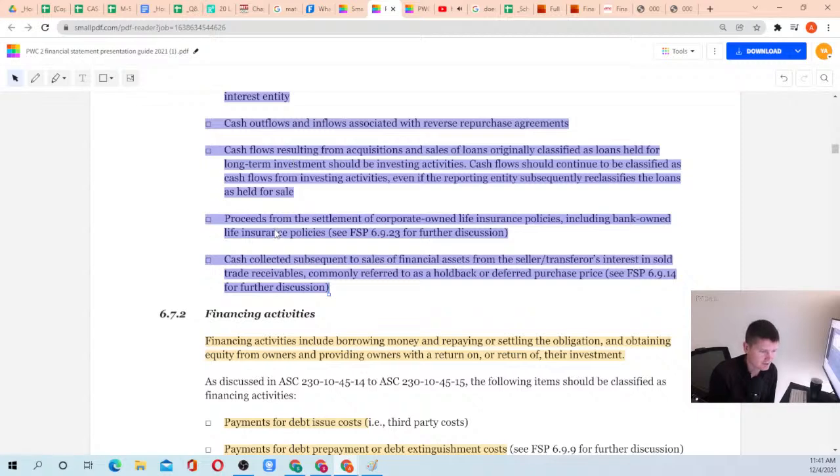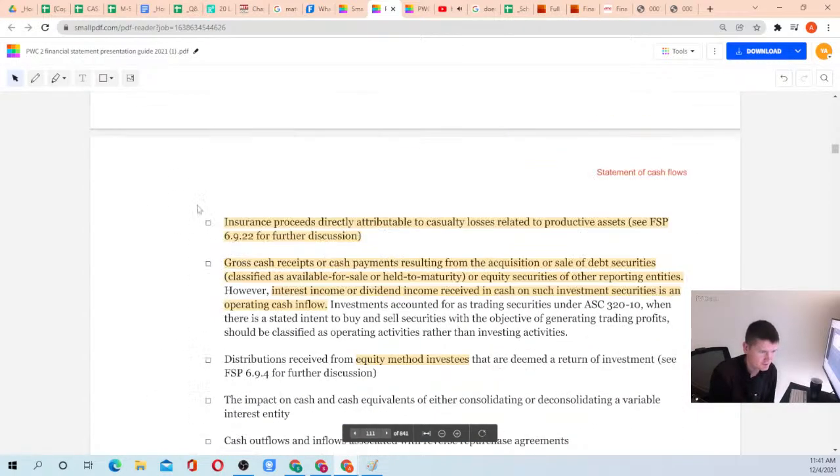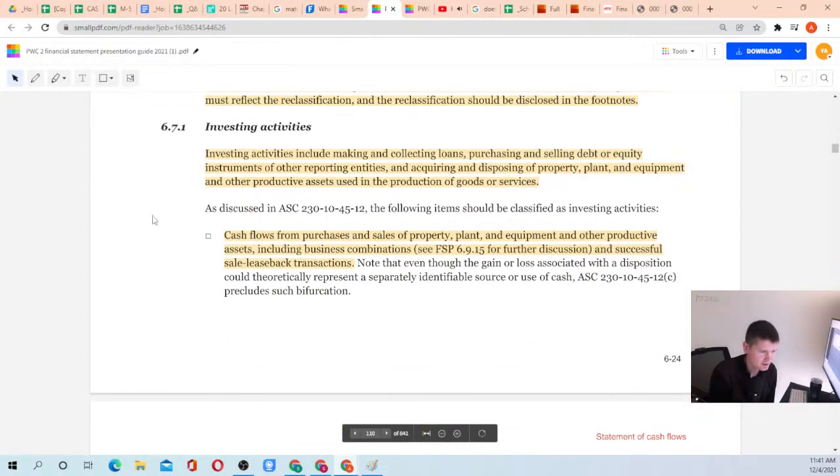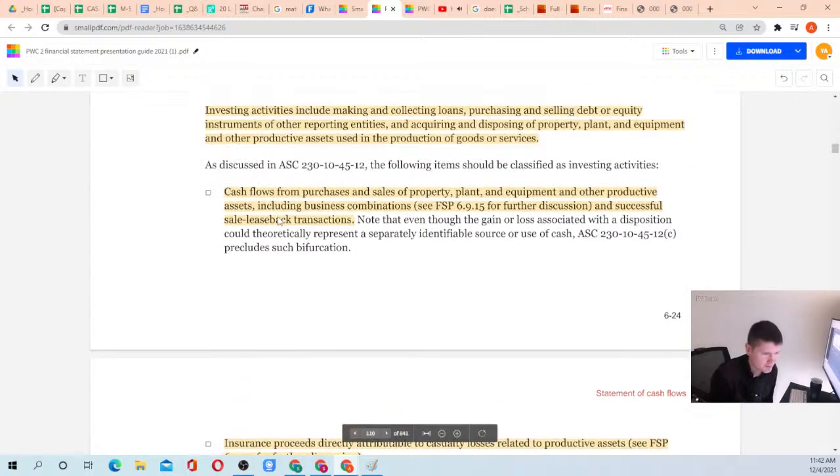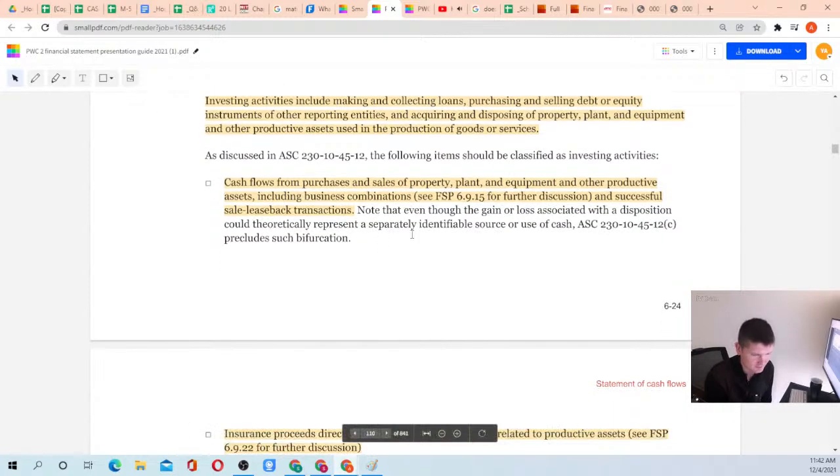So the standard has like a comprehensive list of what is an investing activity. For usual small businesses, when you buy property, plant and equipment, it's an investing activity. When you sell property, plant and equipment, it's an investing activity. When you put your money on a certificate of deposit, that's an investing activity. If you speculate with securities, that might be an operating activity.